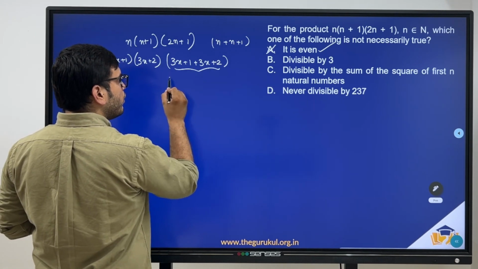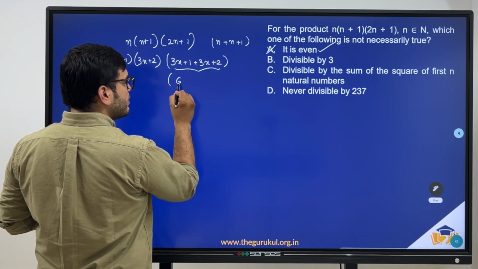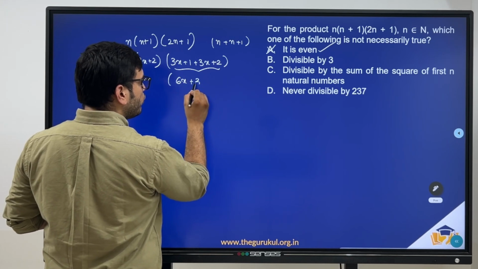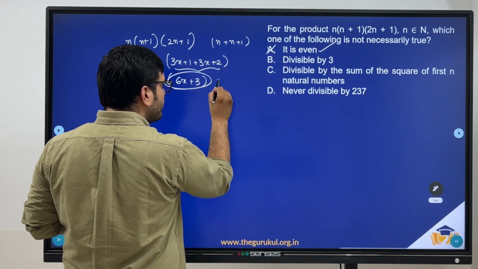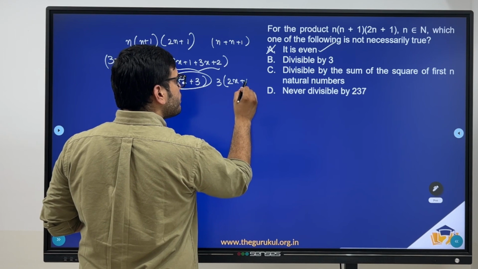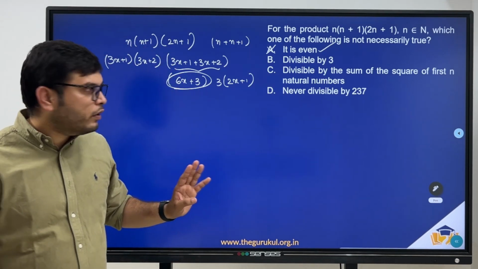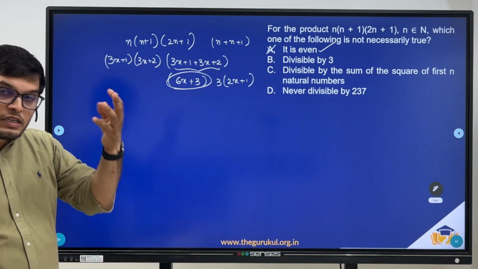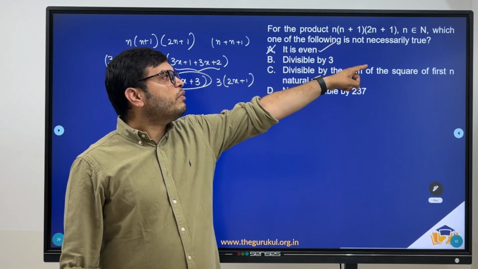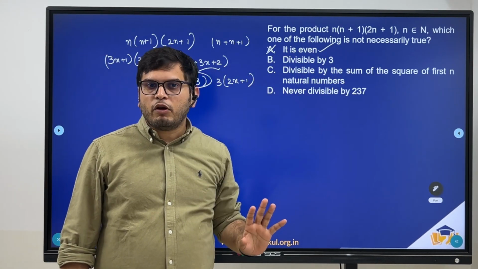Now let us check this. Now what do we have? 3x plus 3x, 6x plus 1 plus 2, 3. Now I can write this as 3 into 2x plus 1, which is a multiple of 3, right? So if n is in the form of 3x plus 1, then n into n plus 1 into 2n plus 1 is again a multiple of 3, right?